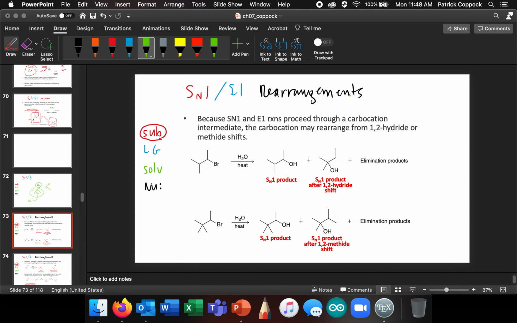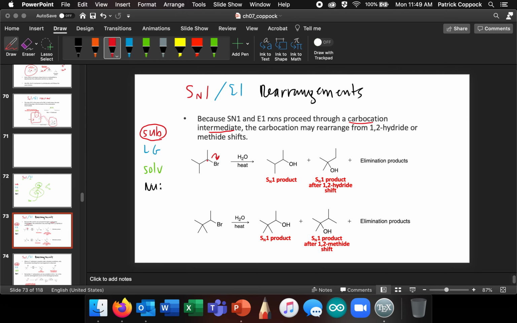Let's go here now, and let's talk about something. I told you we wouldn't see it a lot, but it is going to happen here in SN1 and E1 reactions, and that's rearrangements. We're going to focus on the substrate for this. Because SN1 and E1 reactions proceed through a carbocation intermediate, because the leaving group leaves first, the carbocation may rearrange through a 1,2 hydride or a methide shift.